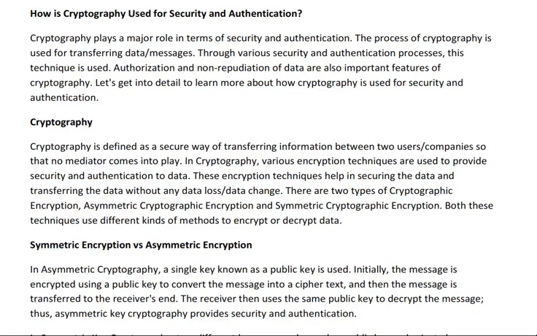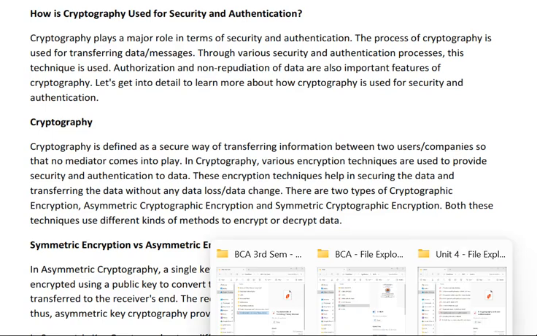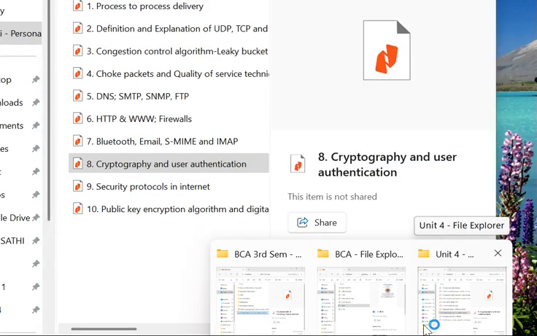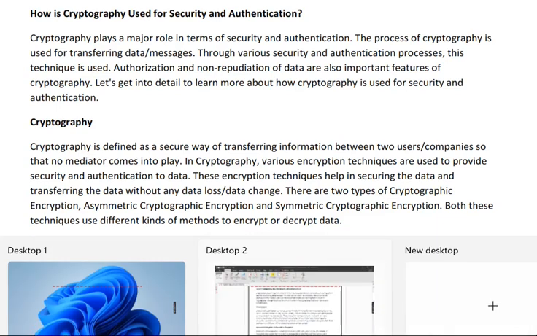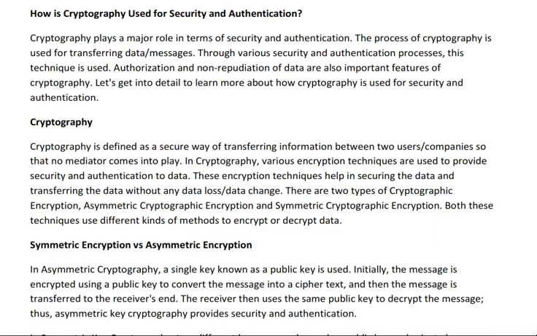Today we are going to learn about how cryptography is used for security and authentication. And what is user authentication? Let's start with cryptography. It plays an important role in terms of security and authentication. The process of cryptography is used for transferring data and messages through various security and authentication processes.